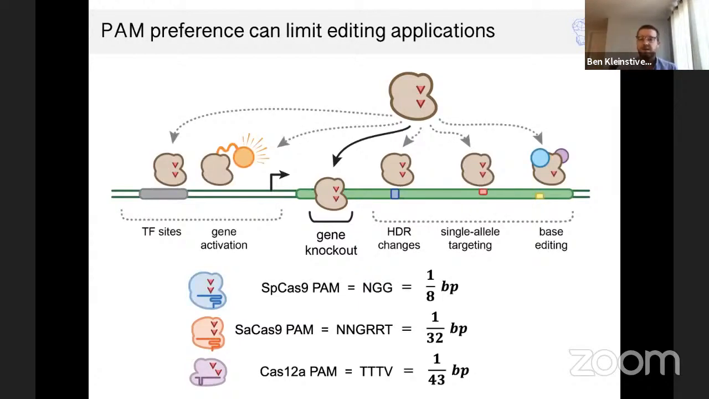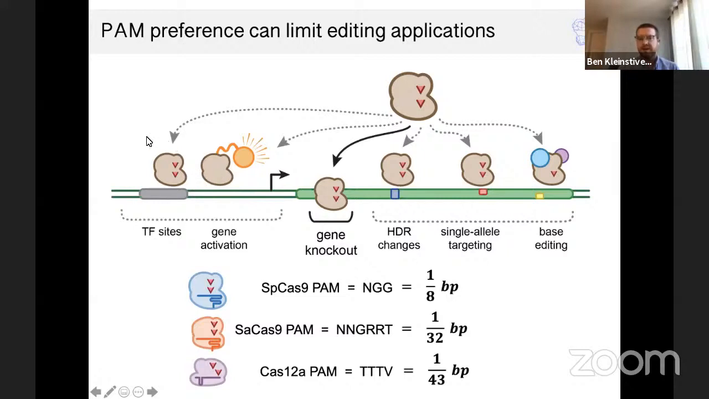For applications beyond nuclease-based gene knockout, like making changes by HDR or trying to differentiate two alleles that differ by single base pair changes, or even for base editing, where you have to position the deaminase in a very short sequence window, some of these enzymes, including SpCas9, can actually be very restrictive in how you can use these enzymes for genome editing.